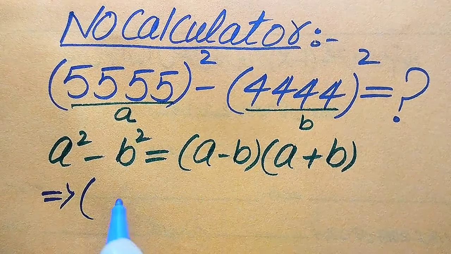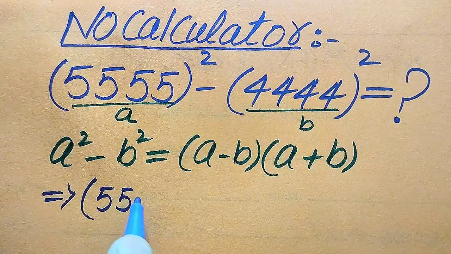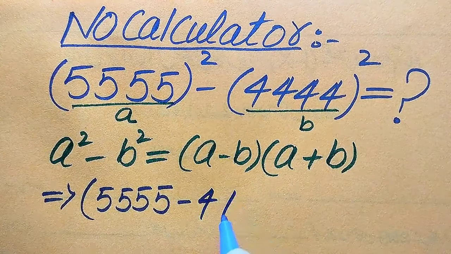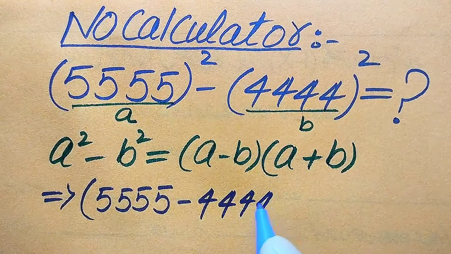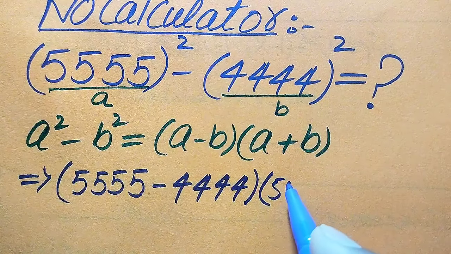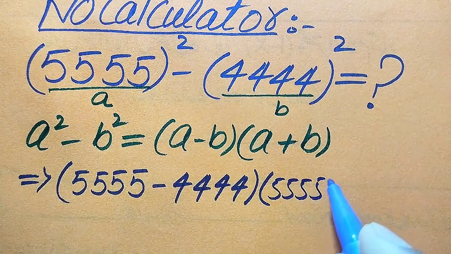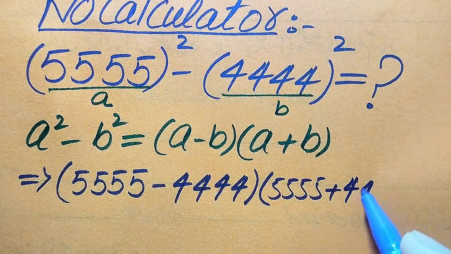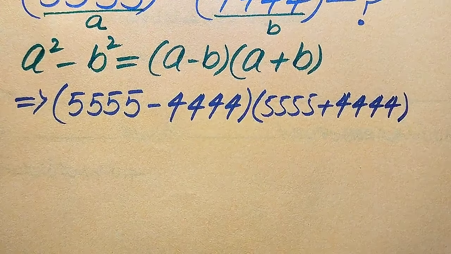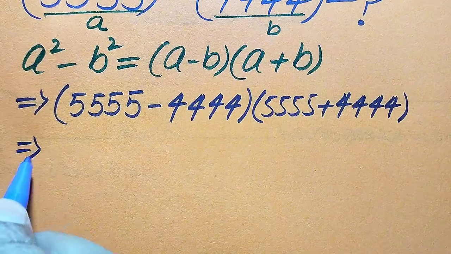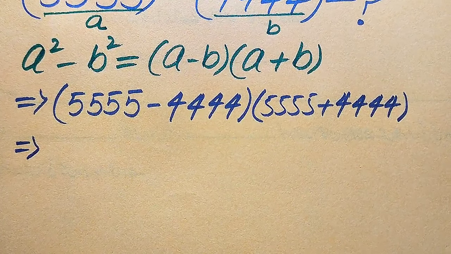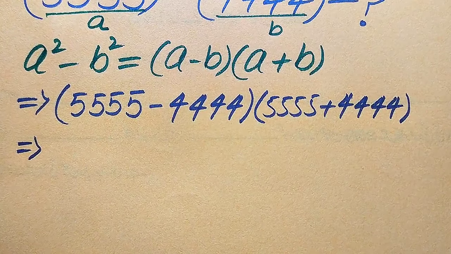First we have a minus b. The value of a is 5555 minus the value of b, which is 4444, into the second factor, a plus b, which is 5555 plus 4444. Here we need to subtract or add both of these values, but remember that a calculator is not allowed in this problem, so we need to do all of these steps.